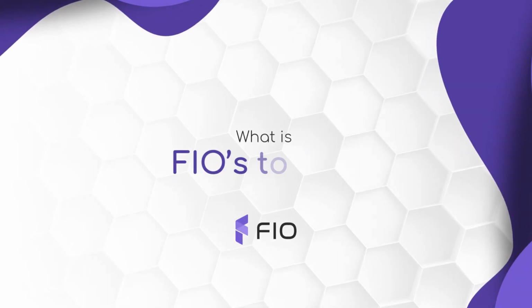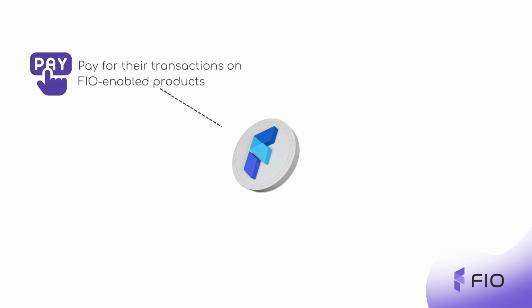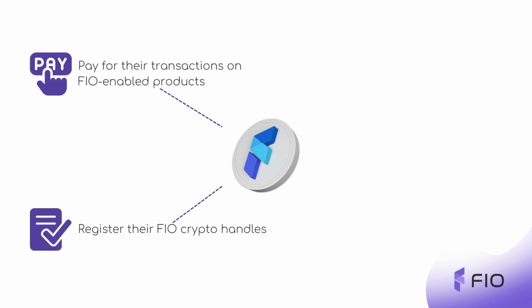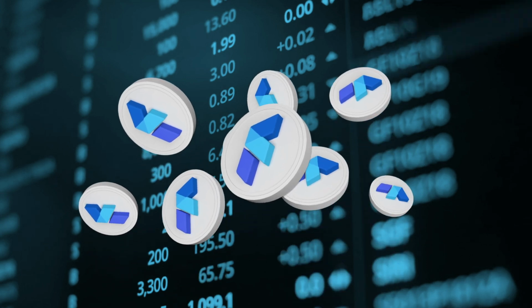What is the FIO token? Finally, we get to the native FIO protocol's token. Its utility token allows users to pay for their transactions on FIO-enabled products, register their FIO crypto handles, vote for block production, and earn rewards by staking. Let's move on to the token use cases and tutorials.